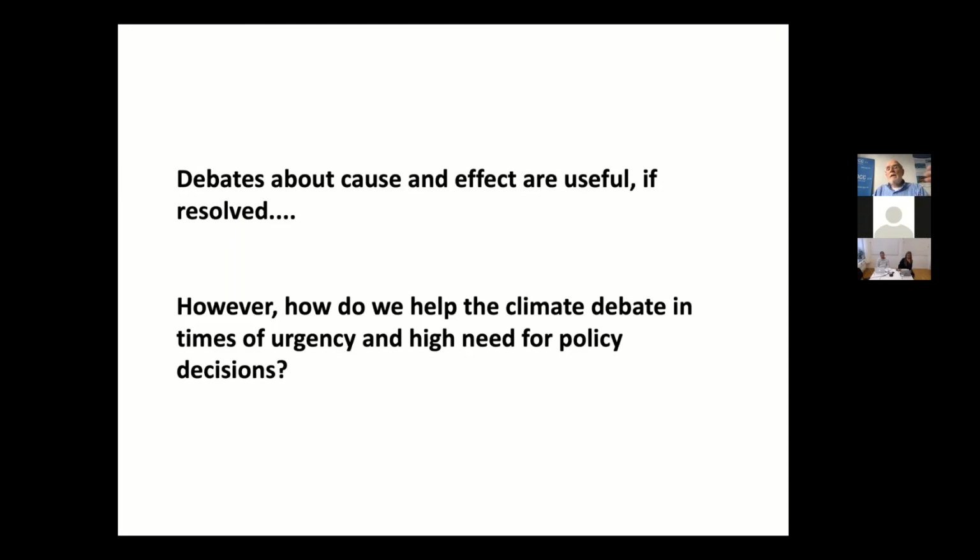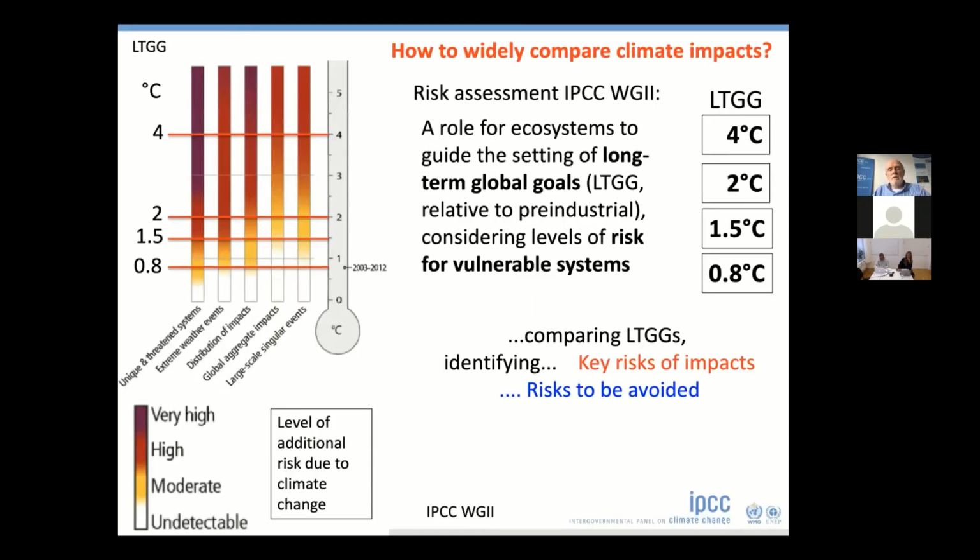But we are now in the climate debate in a time of urgency and high need for policy decisions. How do we actually support those decisions? And that is actually, again, drawing on multiple lines of evidence in terms of looking at the risk for a certain system. So we are doing risk assessment.